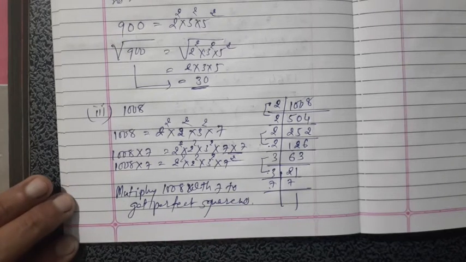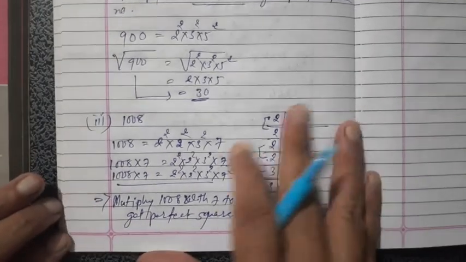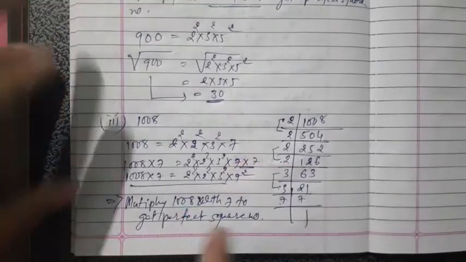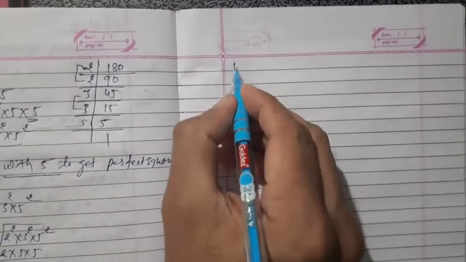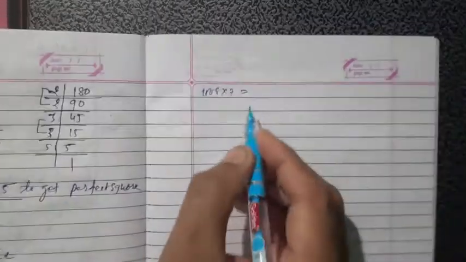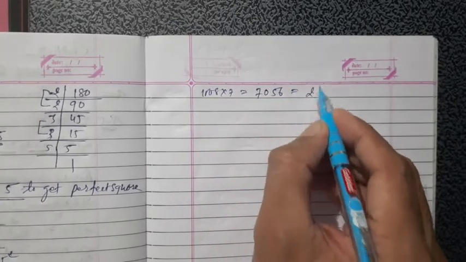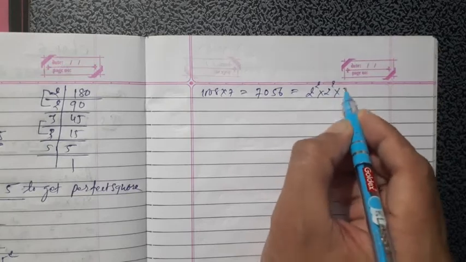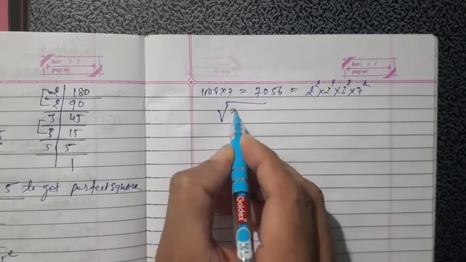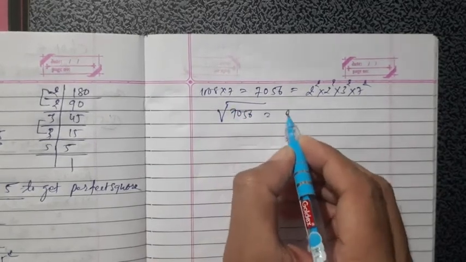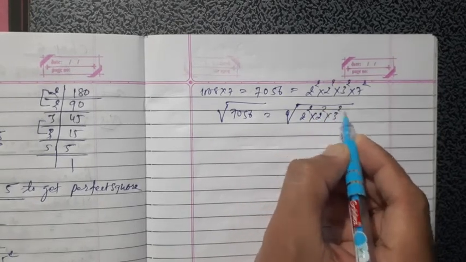number. Okay, now find out the square root of that number. That's your first answer. Now second one, find the square root of that number. So multiply these two numbers, 1008 into 7 equal to 7056, and already we are having the factors 2 square, 2 square, 3 square and 7 square, and square root of both sides: square root of 7056 equal to square root of 2 square, 2 square, 3 square and 7 square.